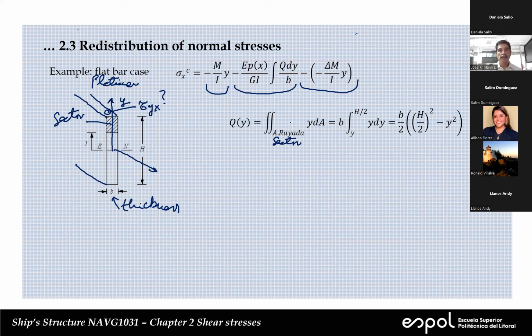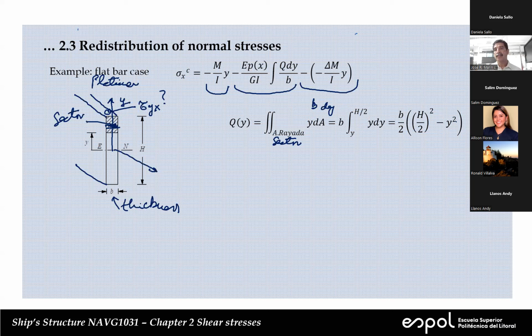Now dA, we can take a little piece here. This is dA, and it's equal to B times dy. For this little sector, we know that the centroid is equal to y. We take the B outside because the thickness of the flat bar is uniform. And we have done this previously. So we get y squared over 2, with upper limit half the height, minus y squared.